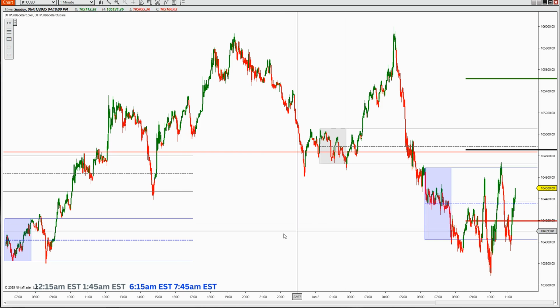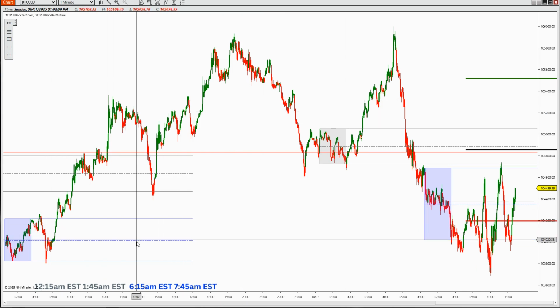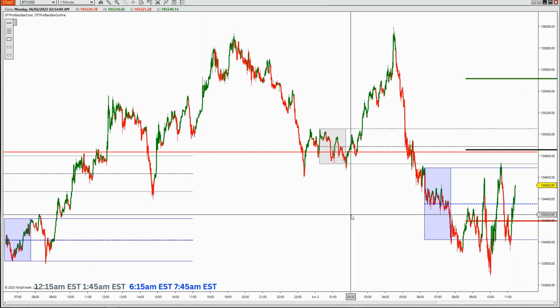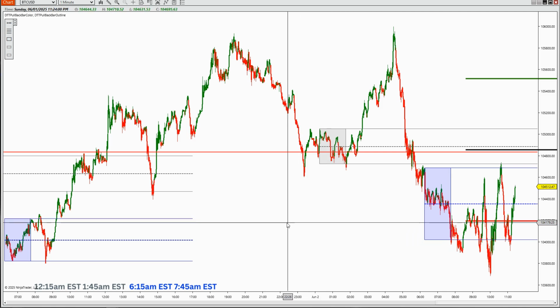So these are the time ranges. If you're interested in range trading, I do have a couple of them for you. And as part of my private community, there are two more additional ranges that I give you. And this is on Bitcoin.